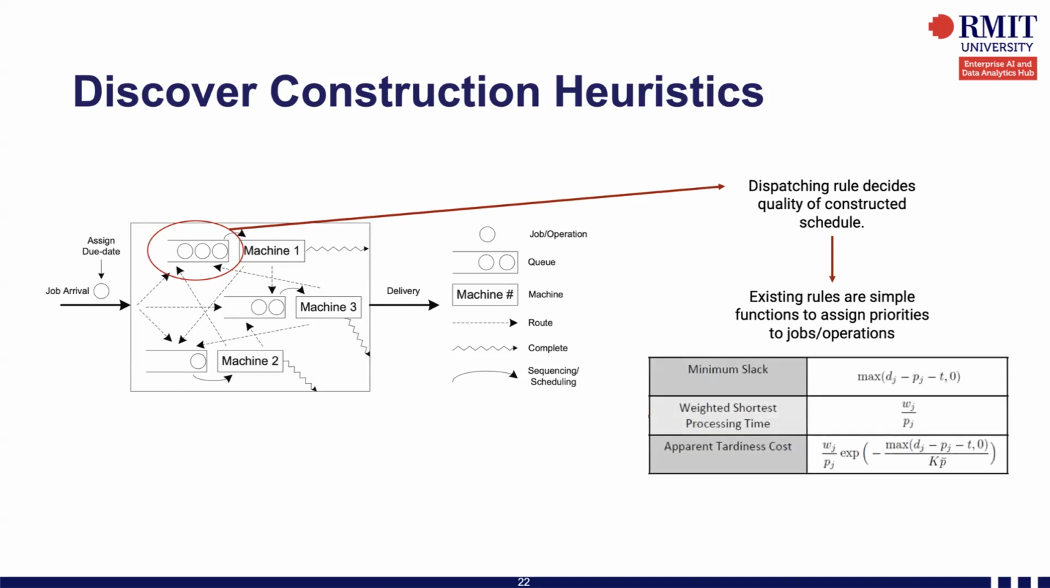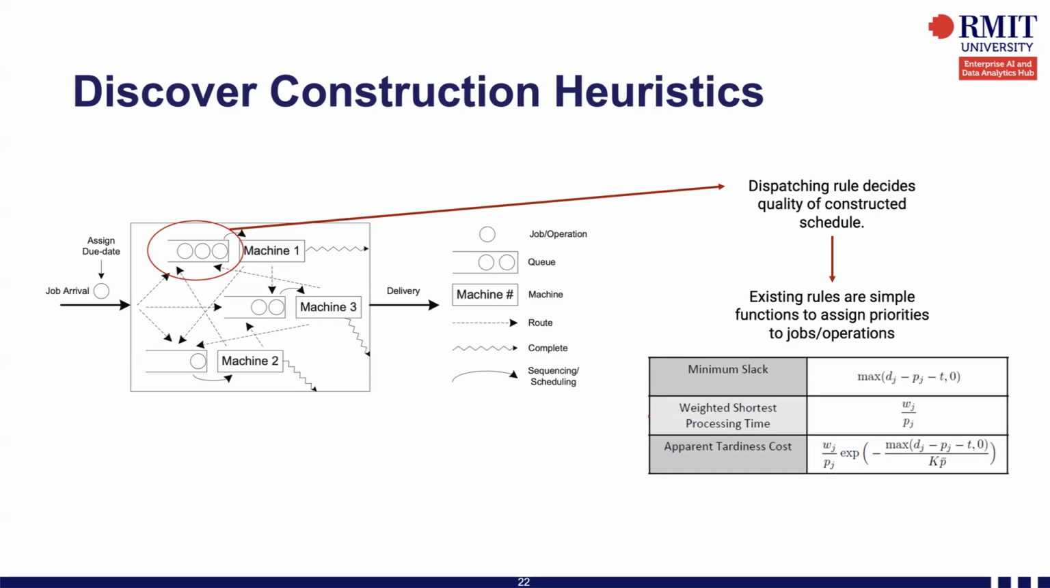So there are a lot of existing rules. They range from very simple rules to very complex rules. For example, minimum slack here is basically just looking at the time from now until the deadline. So if it's very close, we have to process that job first. Sometimes we look at a ratio, let's say between the weight and processing time.